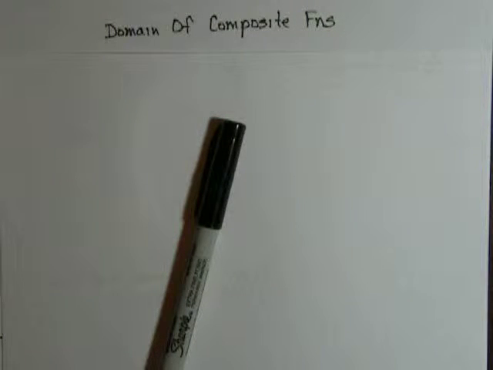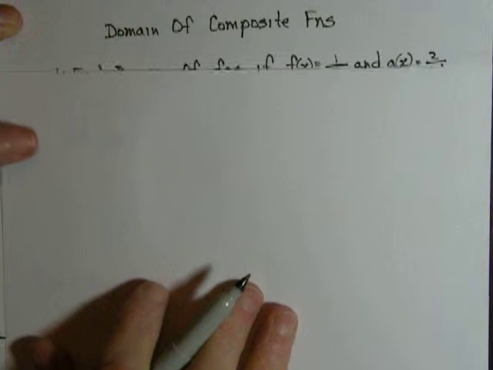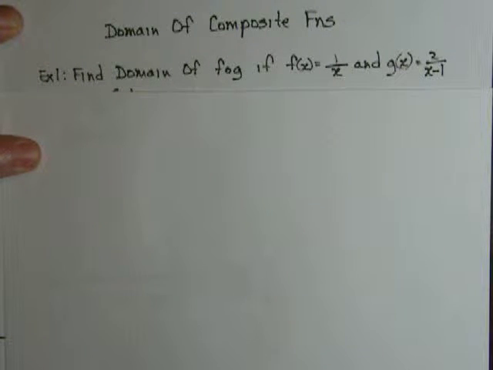This time we're talking about the domain of composite functions. As our first example, we're going to find the domain of f circle g if f of x equals 1 over x and g of x equals 2 over x minus 1.